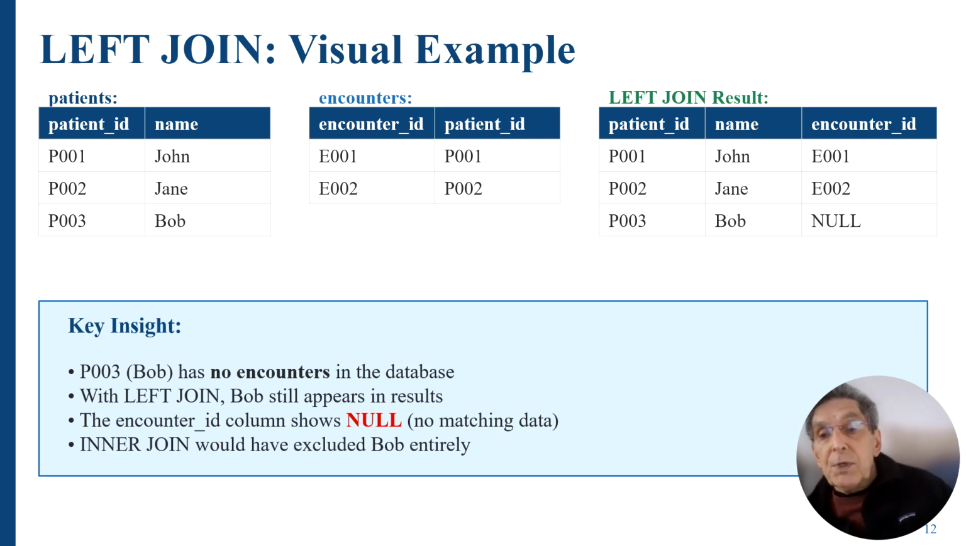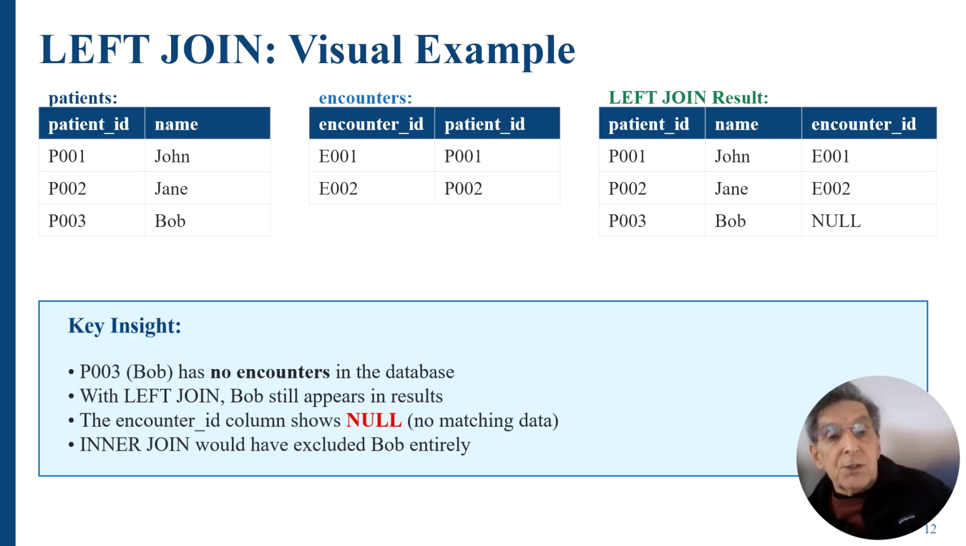But now P003, patient 3, Bob, also appears in our results, but with a null in the encounter ID column. This null informs us that Bob had no matching encounter record. He's in the patients table, but has not yet been seen in an encounter.